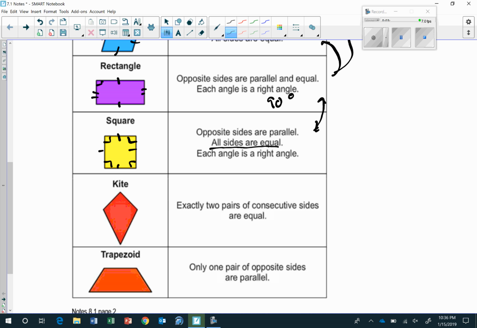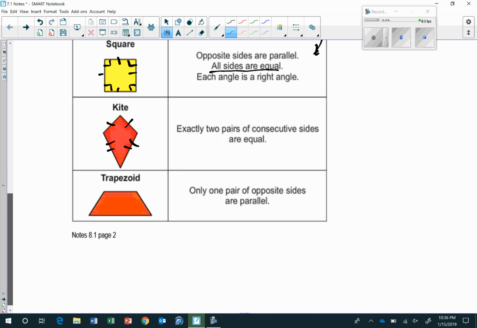The next one is a kite. And for a kite, it says exactly two pairs of consecutive sides are equal. So two pairs of consecutive sides. So for square, rectangle, rhombus, parallelogram, we kept talking about opposite sides. For a kite, we're talking about consecutive sides. So consecutive means right next to each other. Those two sides are equal, and then these two sides are equal. So all four are not equal, but you have two sets, or two pairs that are equal.